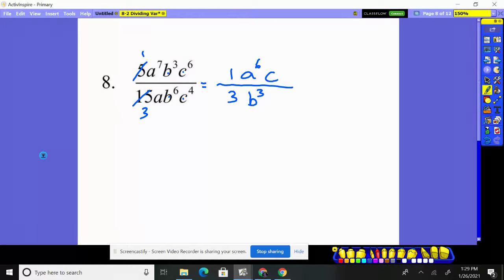C6, C4, you'd have 2 left up top. We wouldn't put the 1 because we don't need it because we have other things there. So A to the 6, C squared, all divided by 3b cubed.